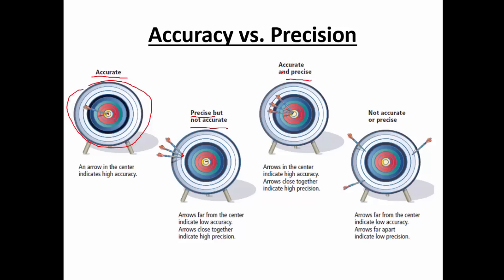Accurate and precise, this is what we're trying to do. You're hitting the center of the target measurement-wise, and you can do it multiple times, or you can repeat your results. So arrows in the center, high accuracy; arrows close together, high precision. And then we have one arrow over here, one over here, all off the chart, all in different places. We're not accurate, we're not precise. So low accuracy, low precision would be what our measurements are there.